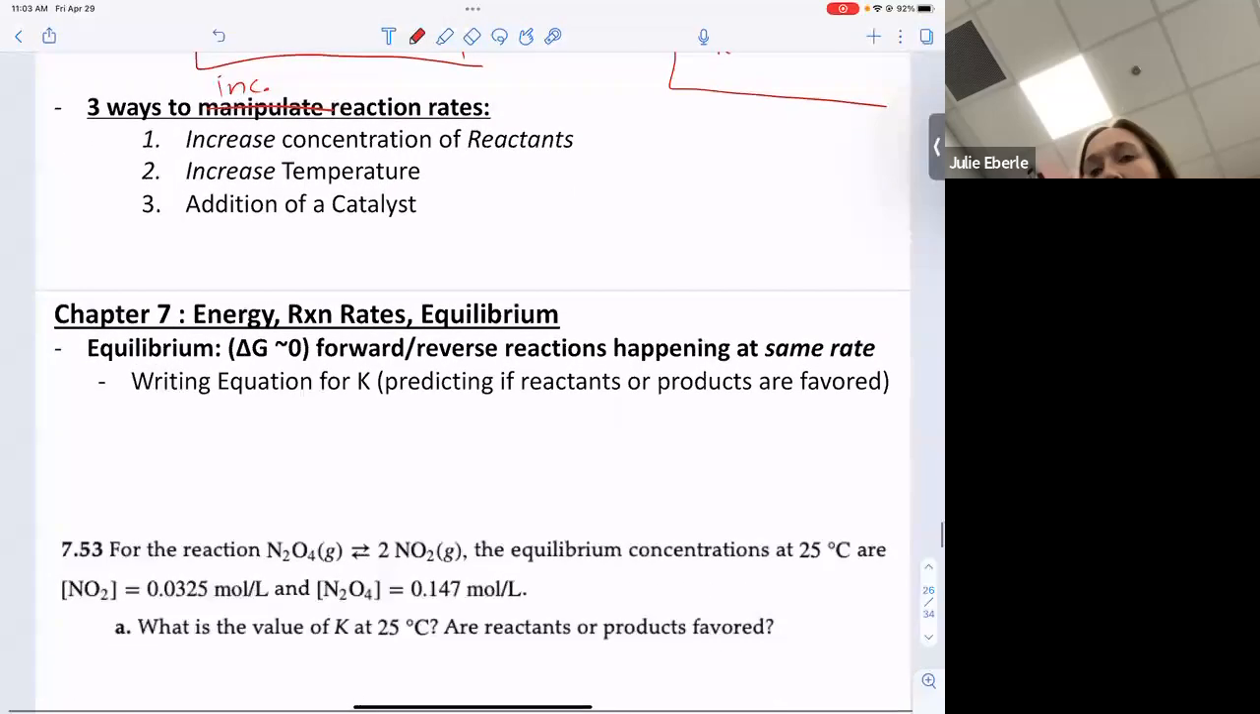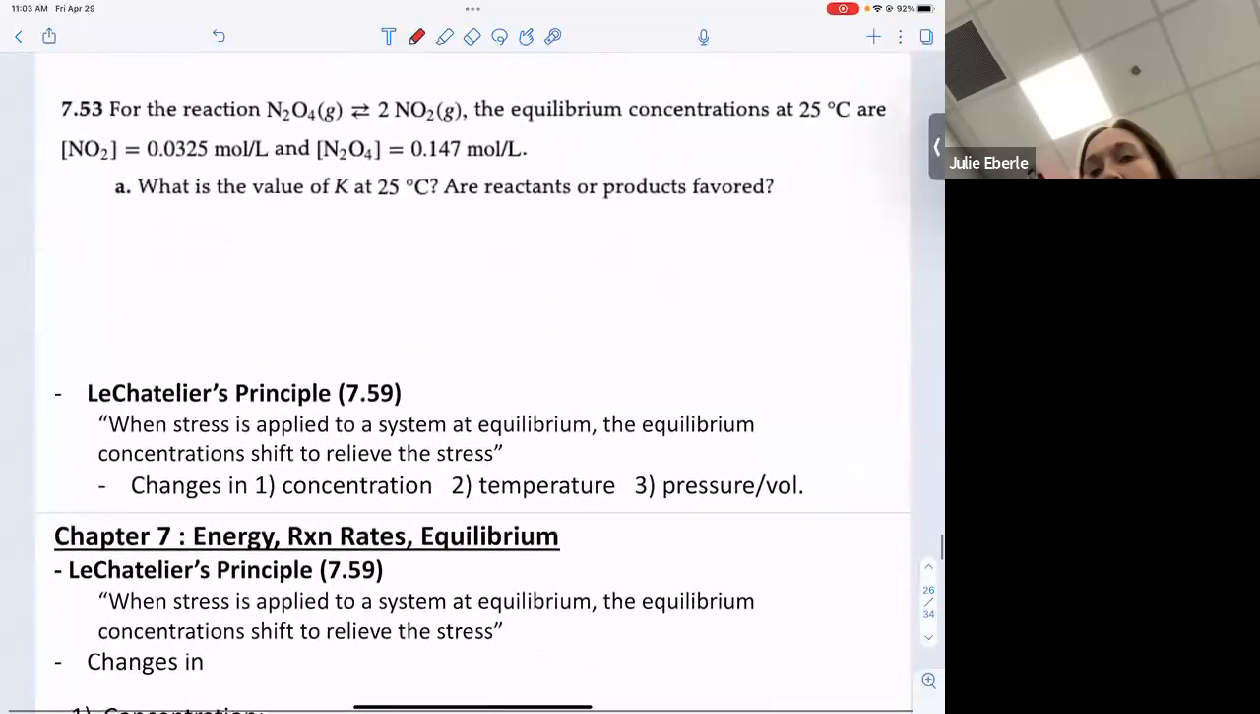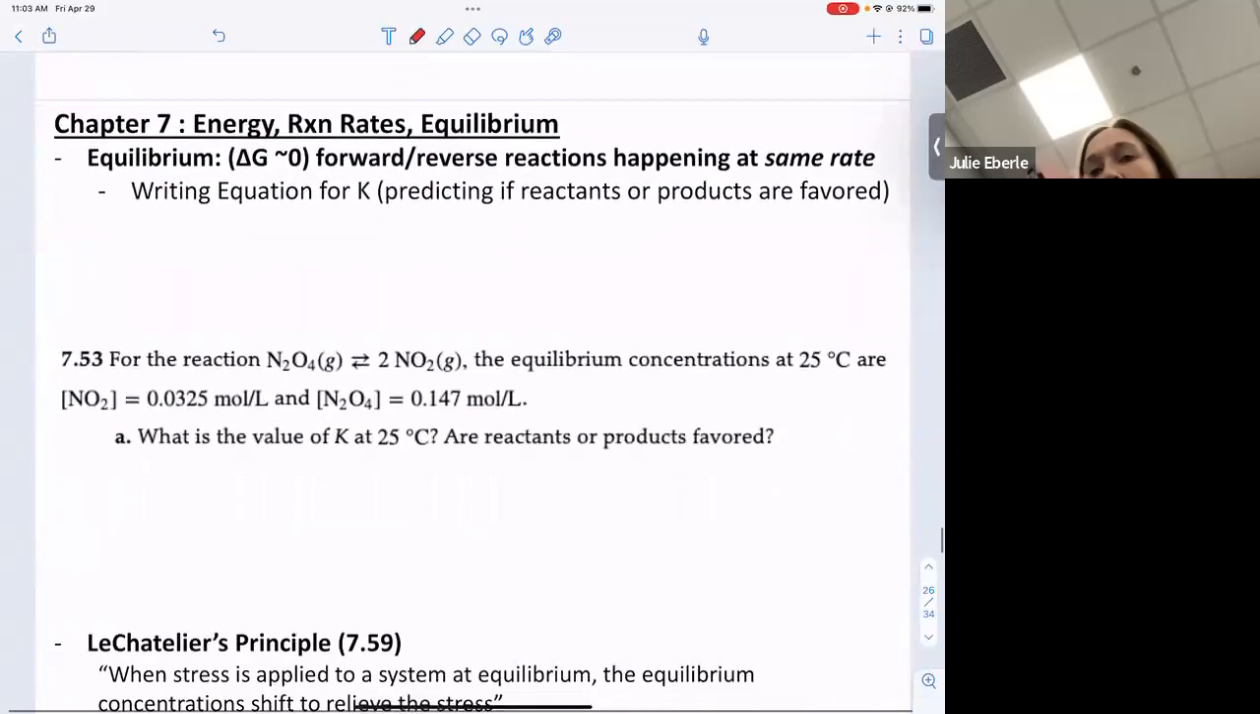Chapter 7 continued. Last topic here is Le Chatelier's principle, last two slides. So then we talked about equilibrium. What happens when your delta G is close to 0? You have forward and reverse reactions happening at the same rate. Equilibrium is all about equal rates. That does not mean you have equal concentrations of reactants and products.